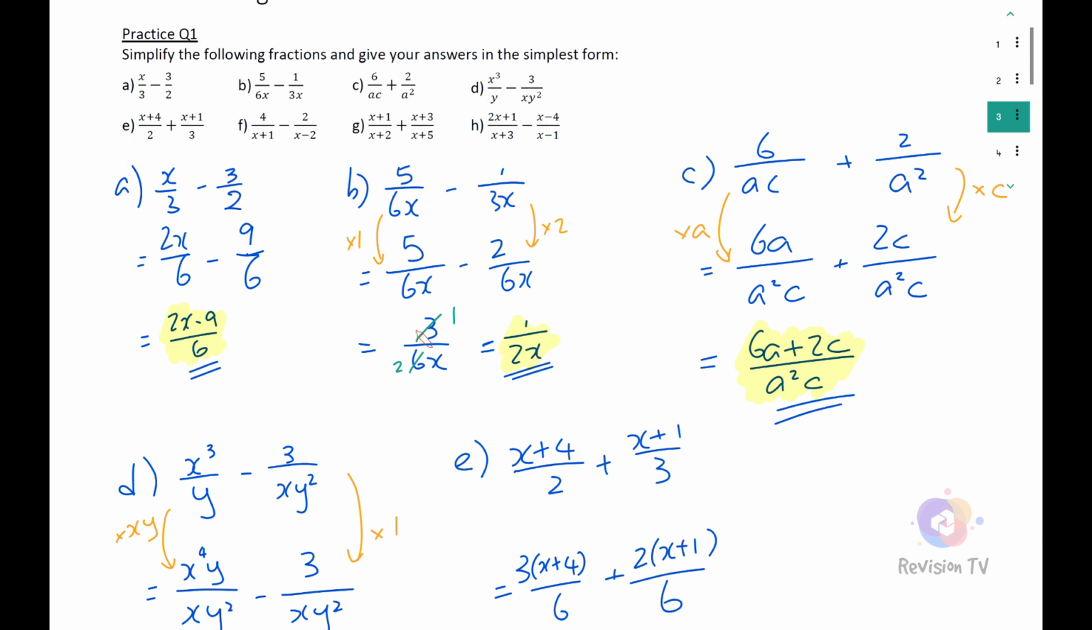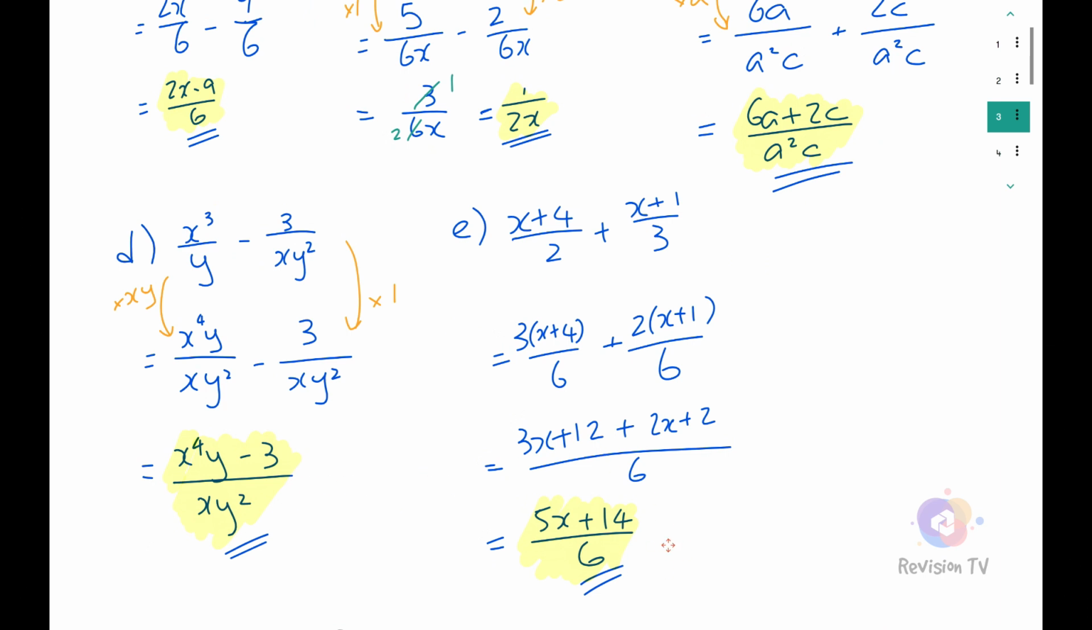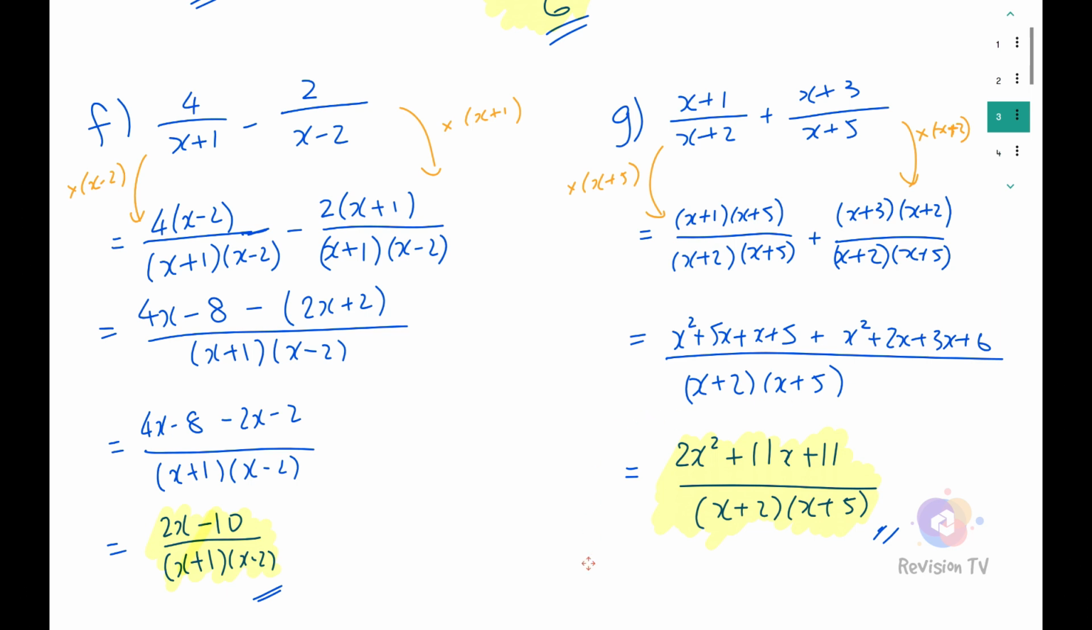Check the final answer. If you got it wrong, check the step by step, especially the common denominator, which some students do find it difficult to find the lowest common multiple of some terms. Okay, so there's the answer for A, B, and C. D and E, F and G, and H.